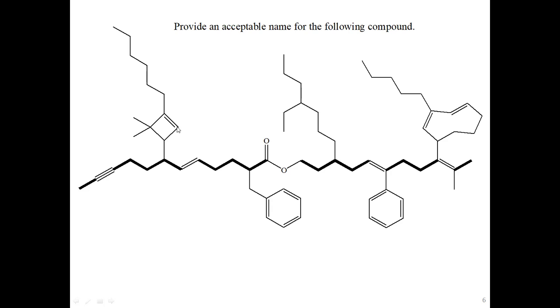The ene is at the 2 position. So cyclobute-2-ene-yl. And then as I go across, 1, 2, 3, I have 1, 2, 3, 4, 5, 6. I have a 6 carbon chain, which is a hexyl. That'll be a 3-hexyl. And at the 4 position, I have 2 1-carbon methyls, 4,4-dimethyl.